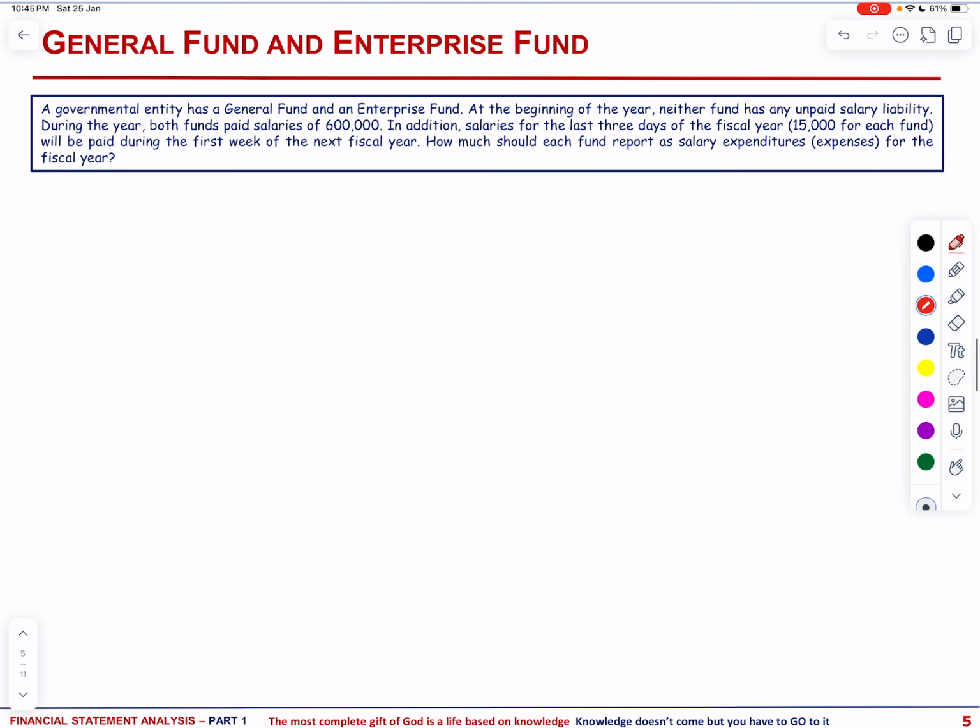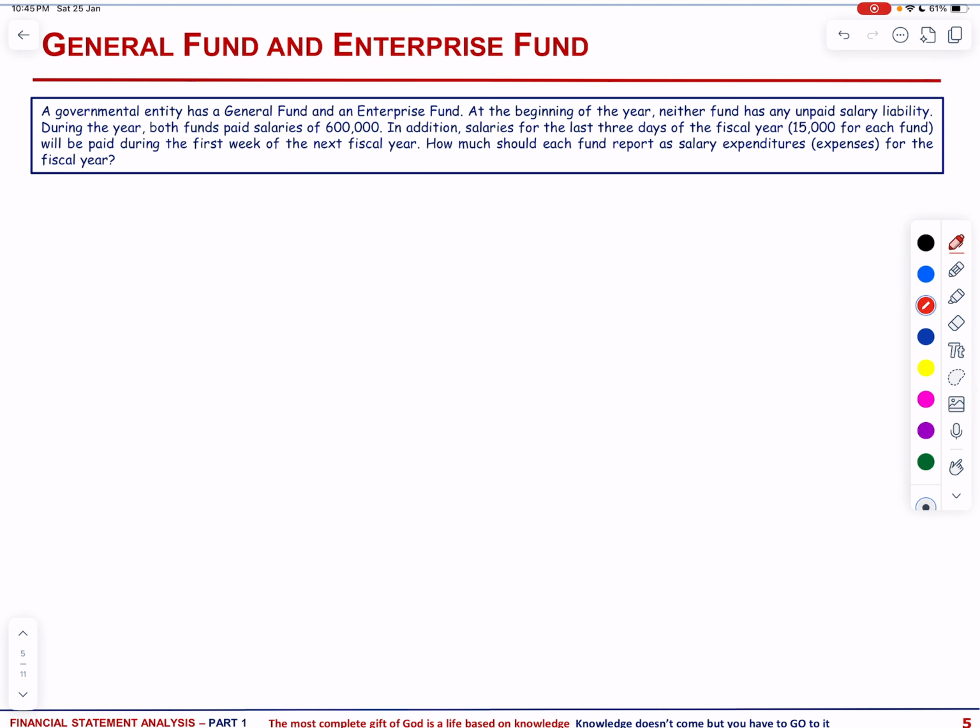Let us solve another exercise on general fund and enterprise fund. A governmental entity has a general fund and an enterprise fund. There are two funds. At the beginning of the year, neither fund has any unpaid salary liability. During the year, both funds paid salaries of 600,000. In addition, salaries for the last 3 days of the fiscal year, 15,000 for each fund, will be paid during the first week of the next fiscal year. How much should each fund report as salary expenditures or expenses for the fiscal year?